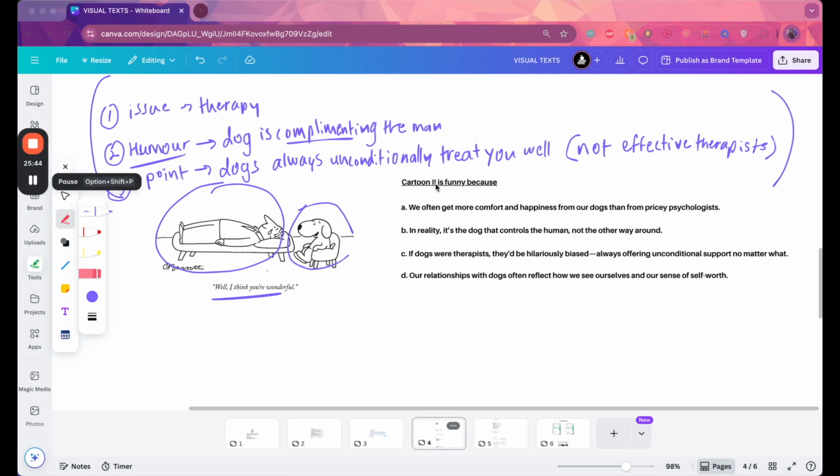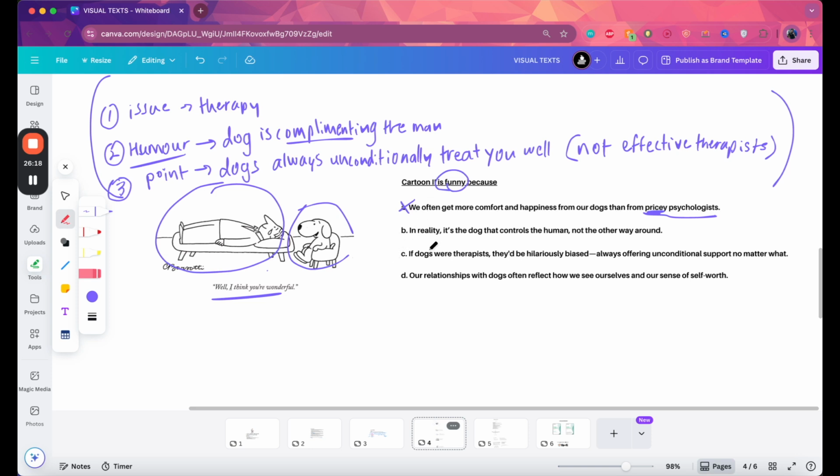So it says cartoon 2 is funny because we often get more comfort and happiness from our dogs than from pricey psychologists. Because we're trying to focus on what's funny, on the humor, I should mainly focus on that aspect. Since there's nothing in the humor that suggests that psychologists are pricey, that's more of a bias. I shouldn't pick answer option A.